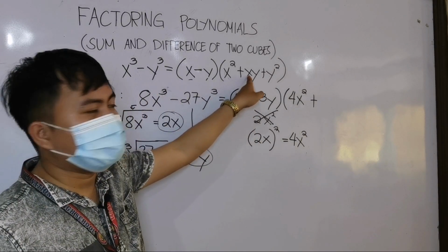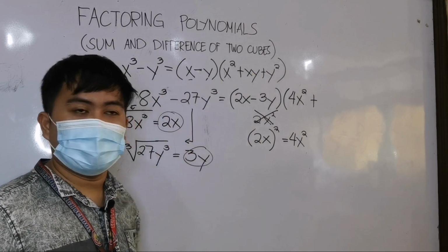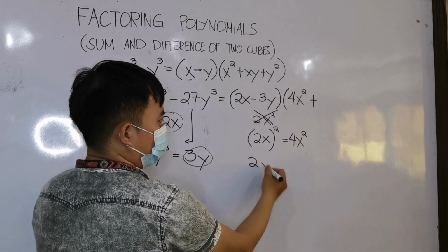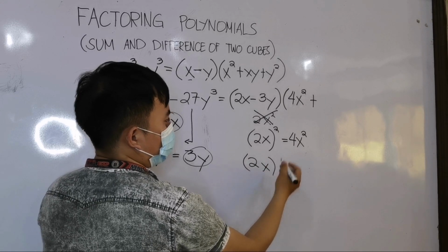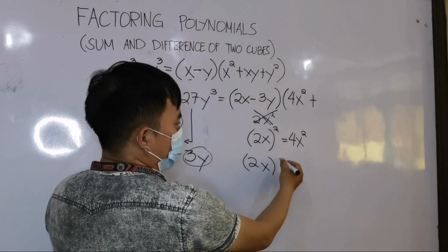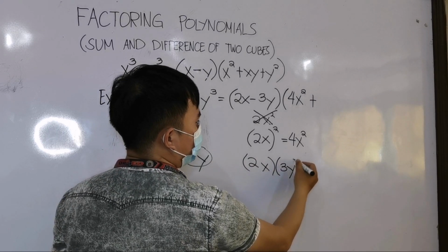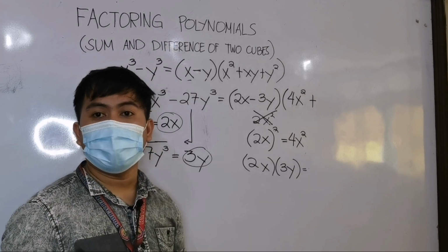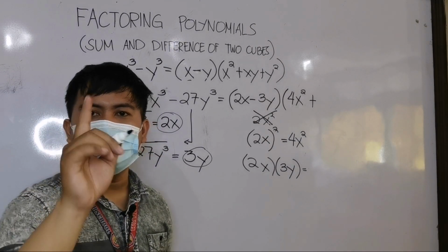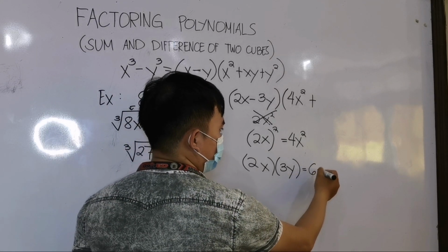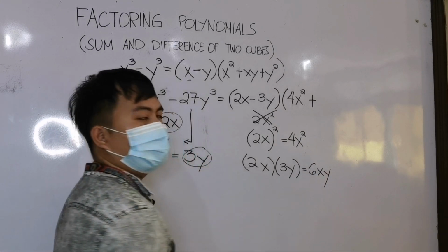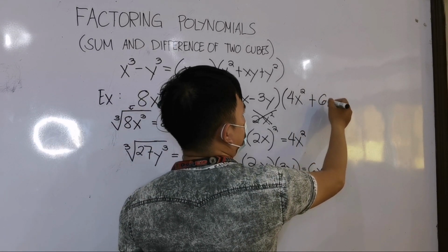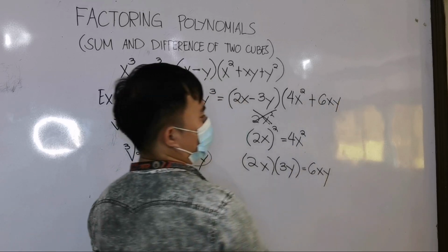Next, last. The product of x and y. Kita times daw natin. So ang value ng x is 2x, times the value of y, 3y. Alright. Then what is the product of 2x and 3y? Tama. 6xy. So 4x squared plus 6xy.